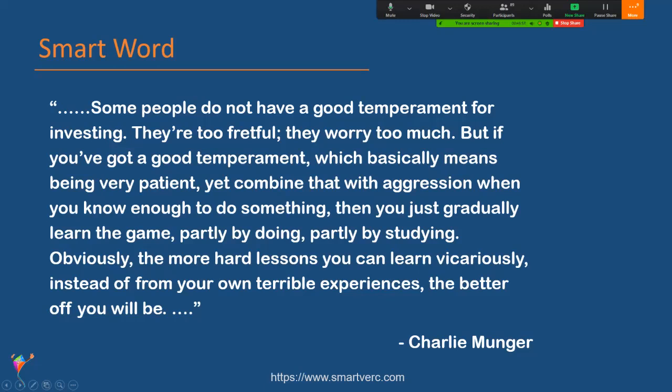So Charlie Munger, what he has to say is, some people do not have a good temperament for investing. They are too fretful. They worry too much. But if you have got a good temperament, which basically means being very patient, yet combined with aggression, when you know enough to do something, then you just gradually learn the game, partly by doing, partly by studying. Yes, as I said, you have to read the books and you have to apply it to your own investment. Obviously, the more hard lessons you can learn vicariously instead of from your own terrible experiences, the better off you will be.